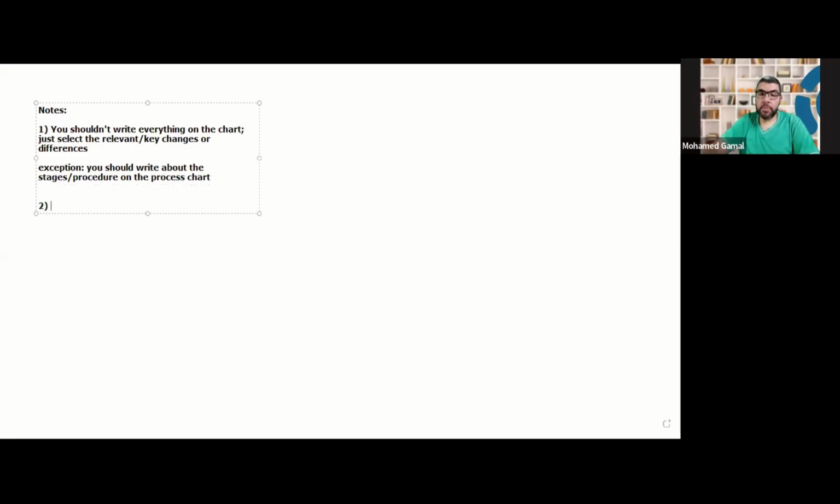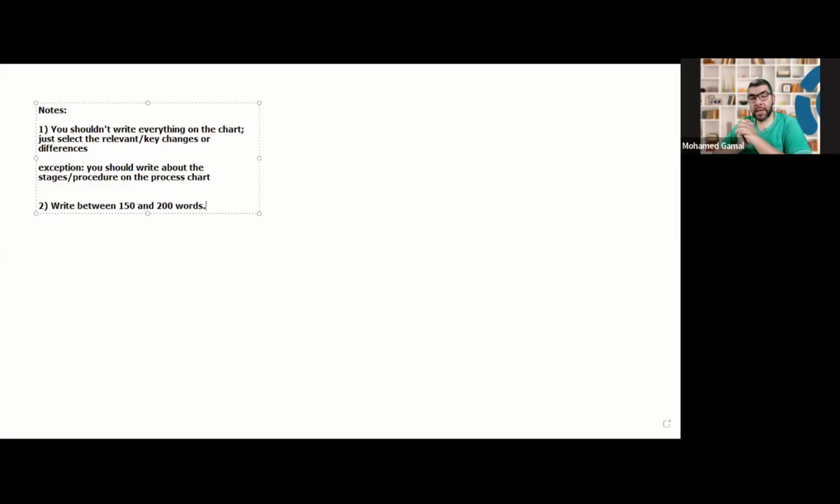Number 2, write between 150 and 200 words. It's enough. Don't write more than that. If you write more than that, it gives the impression that you are including unnecessary details. And including unnecessary details, unfortunately, may impact your score in the task response. It may make it reach Band score 5.